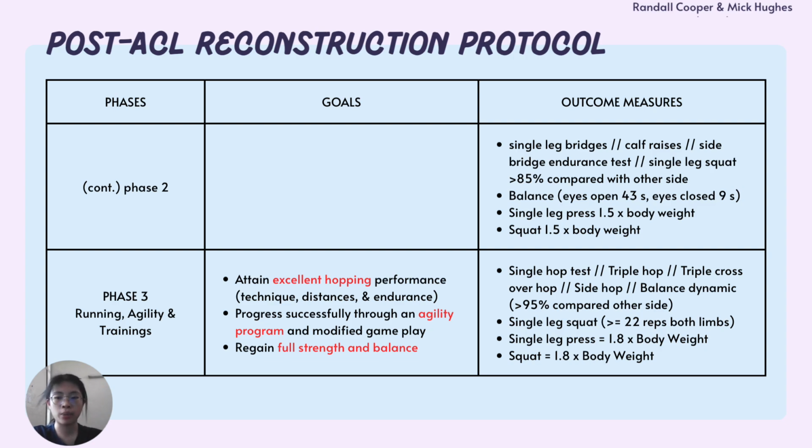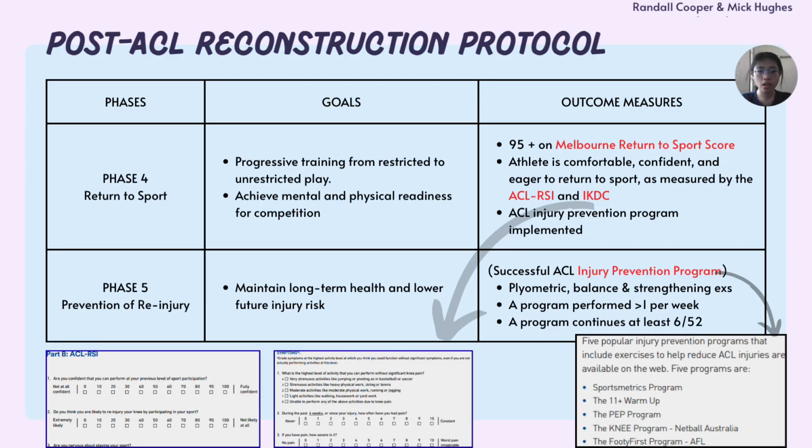This phase is dominated by hopping performance. We use the triple hop and side hop test to ensure the injured side is at least 95% as strong as the healthy side. We also increase the strength requirement to 1.8 times body weight. After meeting these physical markers, we prepare the athlete for actual demands of competition. Phase 4 is the return to sport. Here we progress from restricted to unrestricted play.